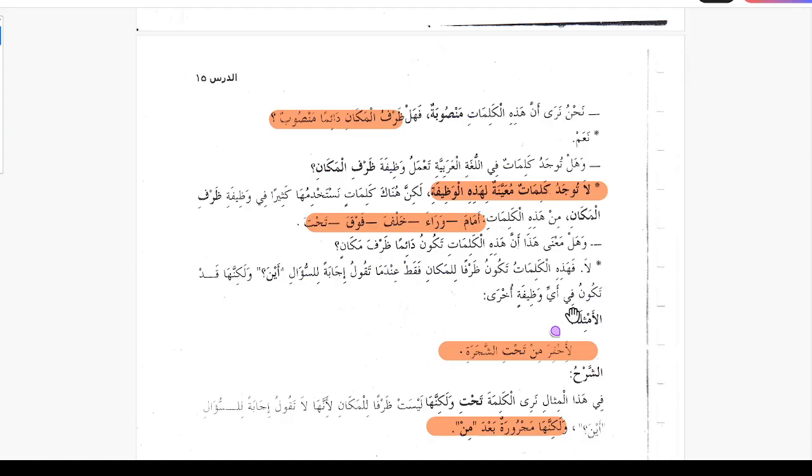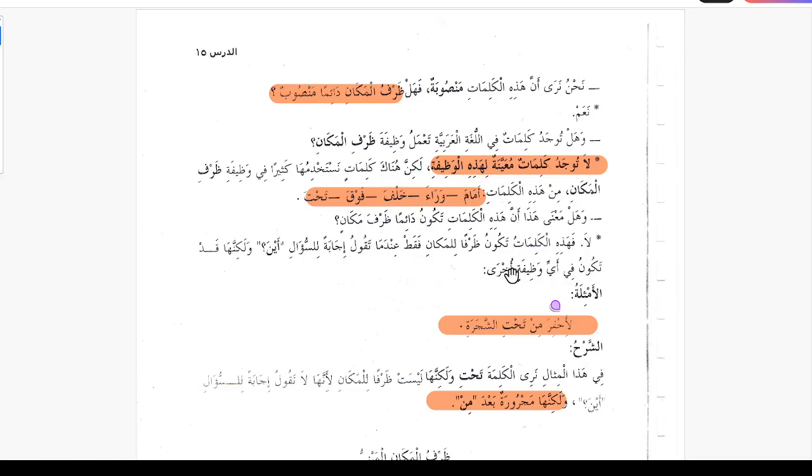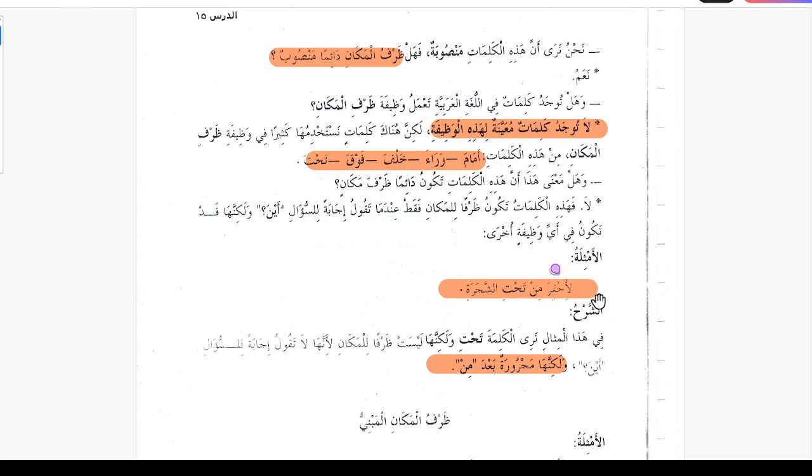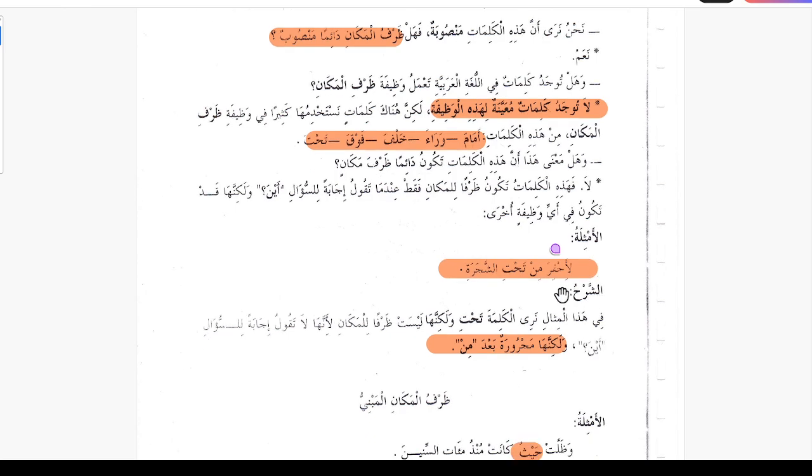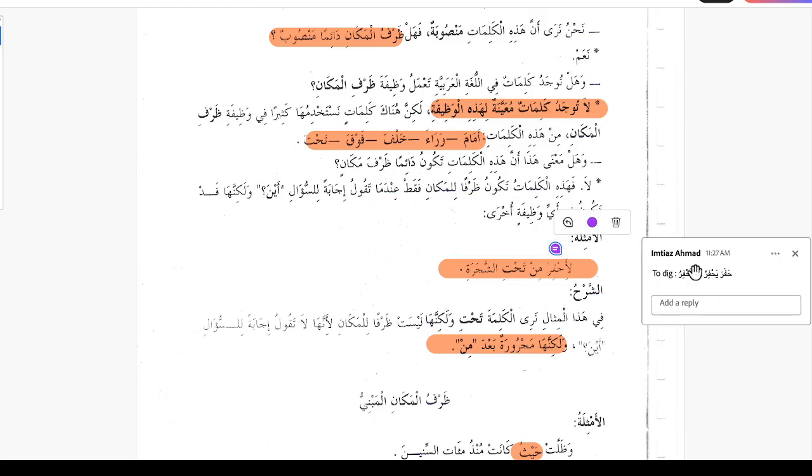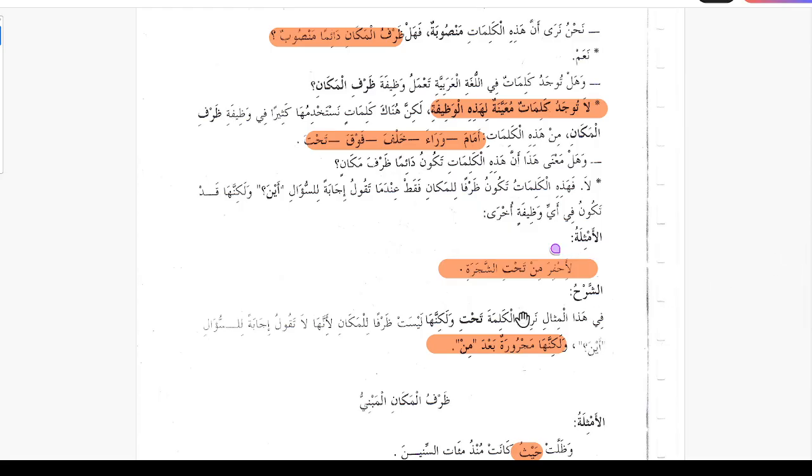Walakinnaha kad tukunu fi ayyi wazifatan ukhra, but they have other functions as well. They can be used in other functions as well. They are not always used as a zarfu makan. For example, li ukhfira min takhti shajarati. So this is the verb hafara yakhfiru, ana akhfiru, li ukhfira, so that I dig it under the palm tree.